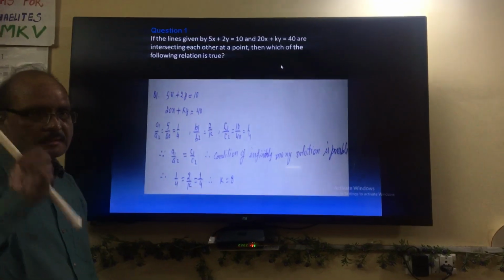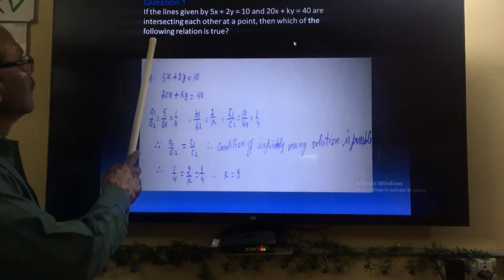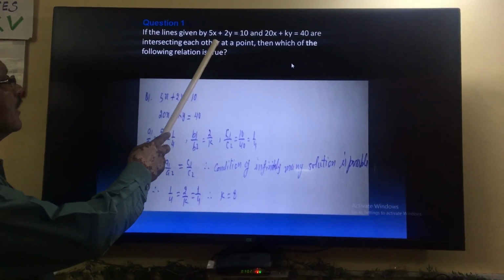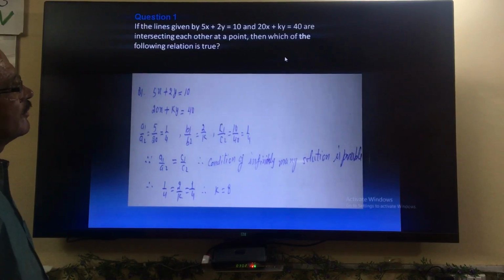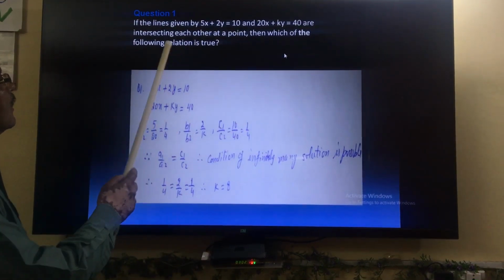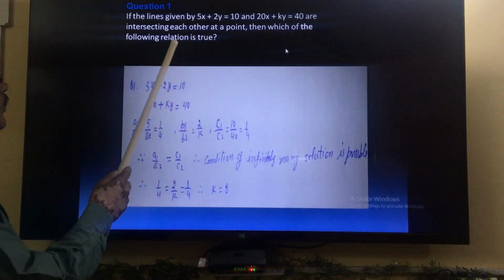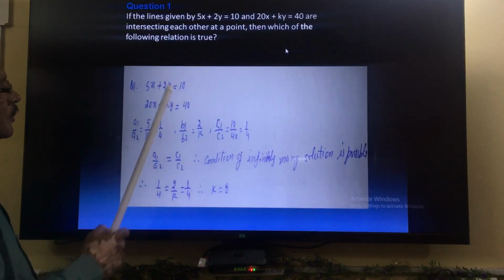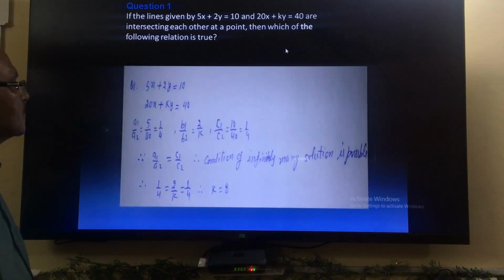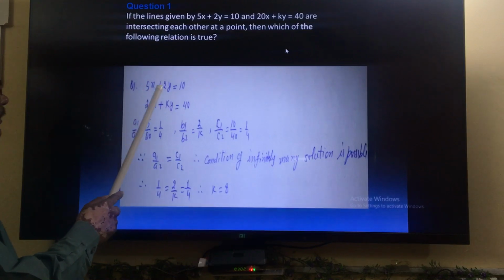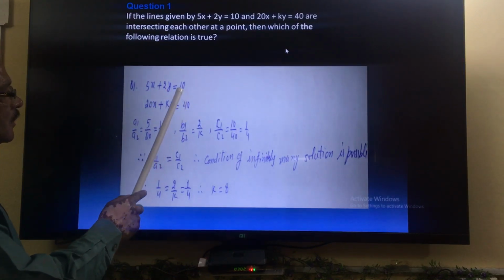In your assignment number 5, the first question was, if the lines given by 5x plus 2y is equal to 10 and 20x plus ky is equal to 40 are intersecting each other at a point, then which of the following relations is true? In this case, relation means conditions. So we have to check the conditions. First equation is 5x plus 2y is equal to 10, 20x plus ky is equal to 40. These are the two equations.